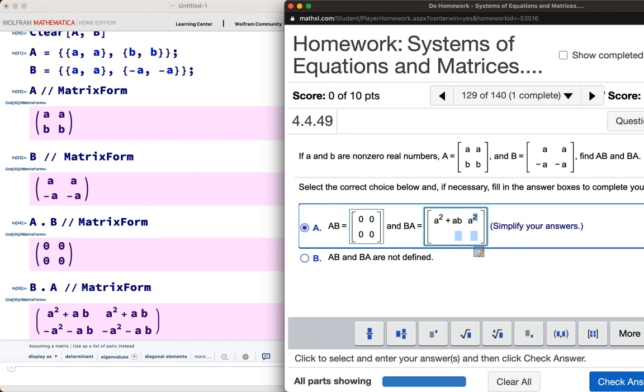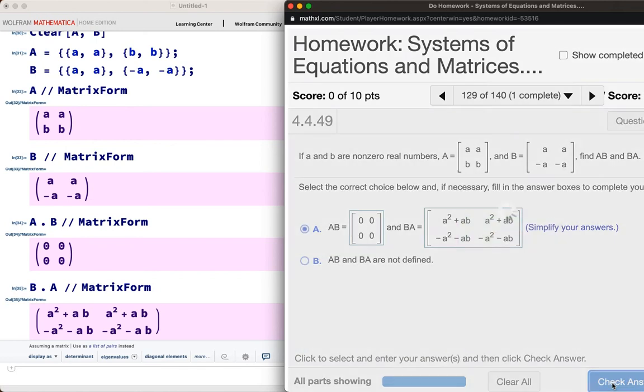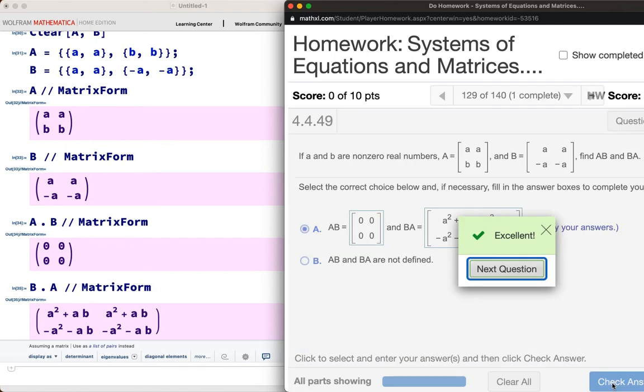A squared plus, oops, plus AB, negative A squared minus AB, and then negative A squared minus AB, and let's see if that's correct. Okay, very easy. Very easy to do with Mathematica.